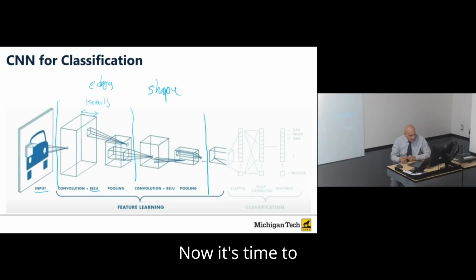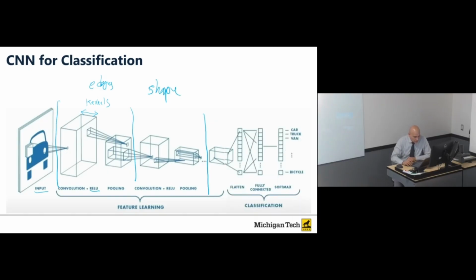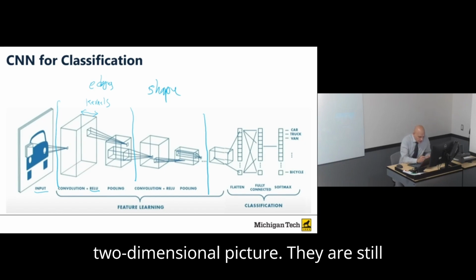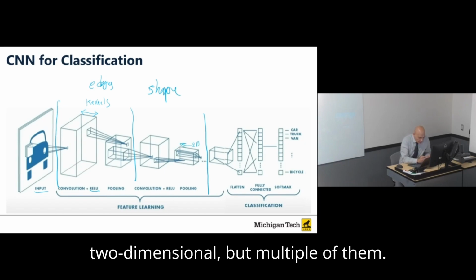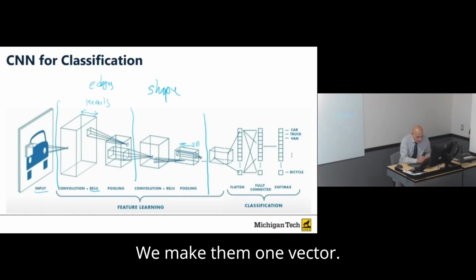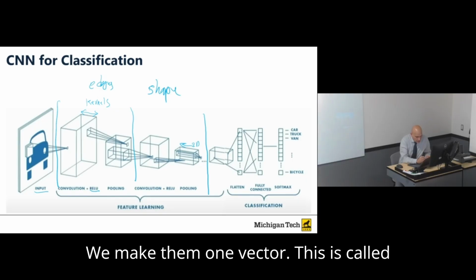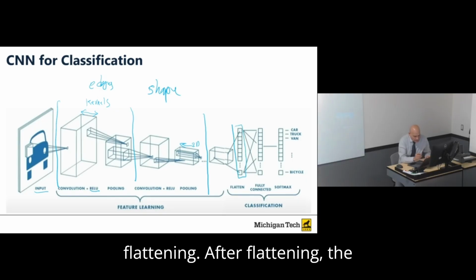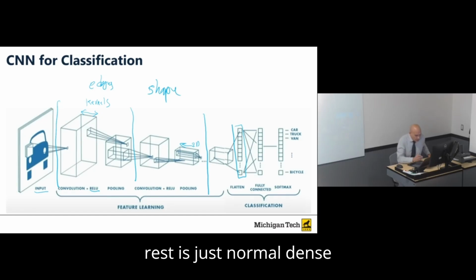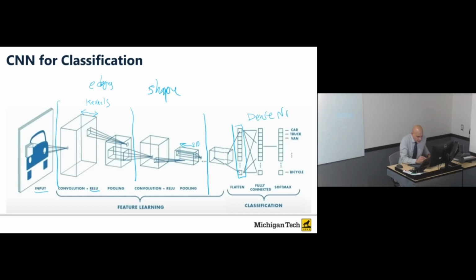Now it's time for flattening. We take those two-dimensional pictures, they are still two-dimensional but multiple of them, and we make them one vector. This is called flattening. After flattening, the rest is just a normal dense neural network that I already explained as well.